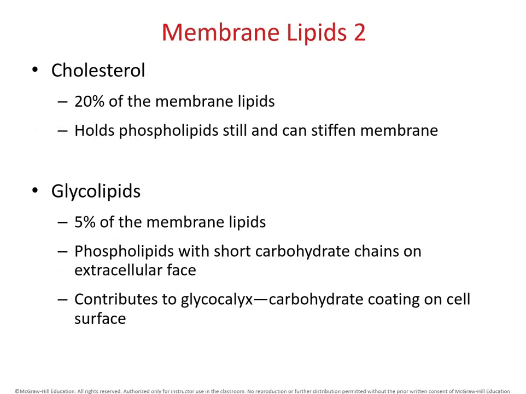20% of the lipids would be cholesterol. And cholesterol's job, remember, cholesterol has that more ring structure. I told you guys I like to think of it as a chain link fence. It's a lot more stiff than the phospholipids, so it can maintain the integrity and the shape of the cell membrane. And then the remaining bit of the lipids are glycolipids. Okay, so these are phospholipids that have carbohydrates attached on the extracellular surface, and we'll talk about these more when we talk about the glycocalyx later on.